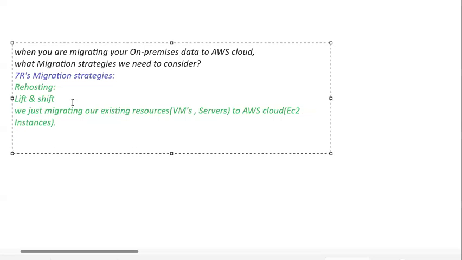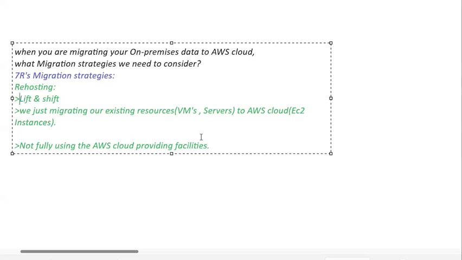So can I say we are fully using the benefits provided by the cloud? No. We are still getting benefits of the cloud and reducing cost by moving our virtual machines or servers to AWS, but we are not fully using the facilities the AWS cloud provides. That means we are not using serverless compute services. We are just using EC2 instances to simply lift and shift our servers, virtual machines, or existing resources to the cloud. That's what we are doing here.